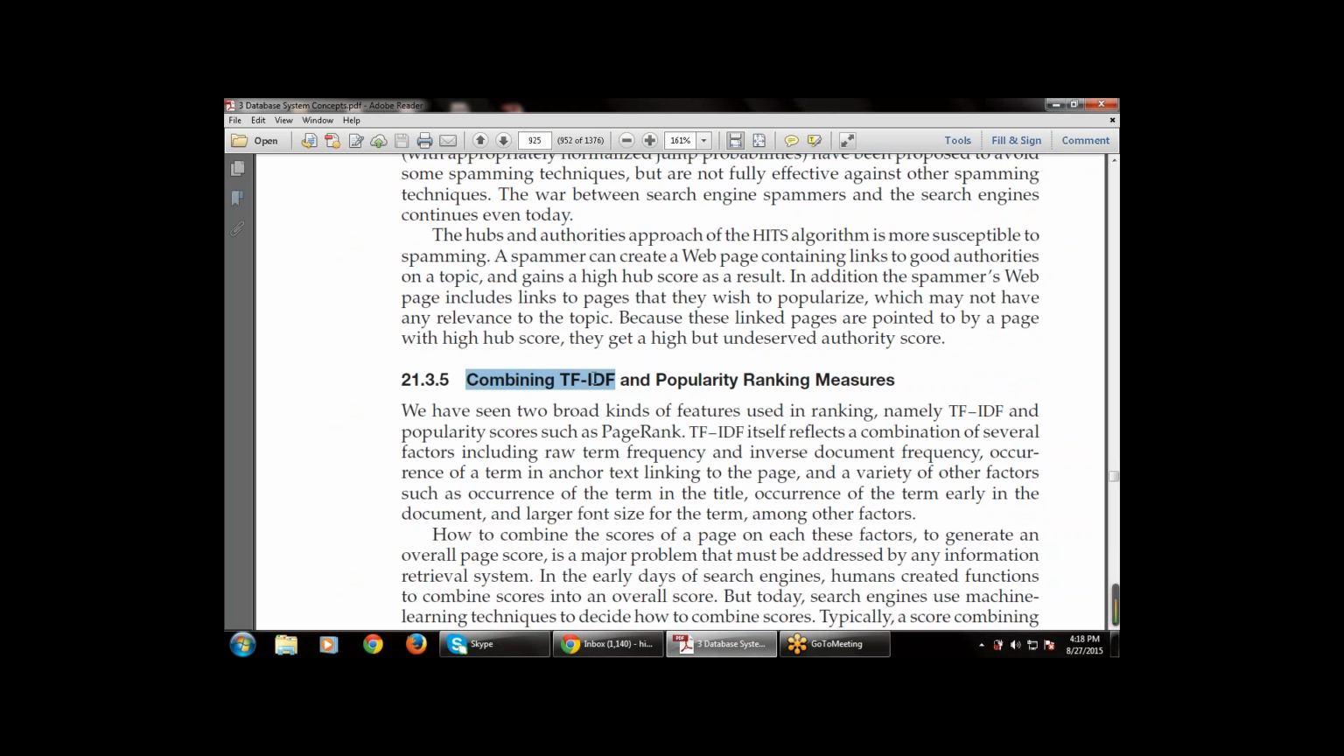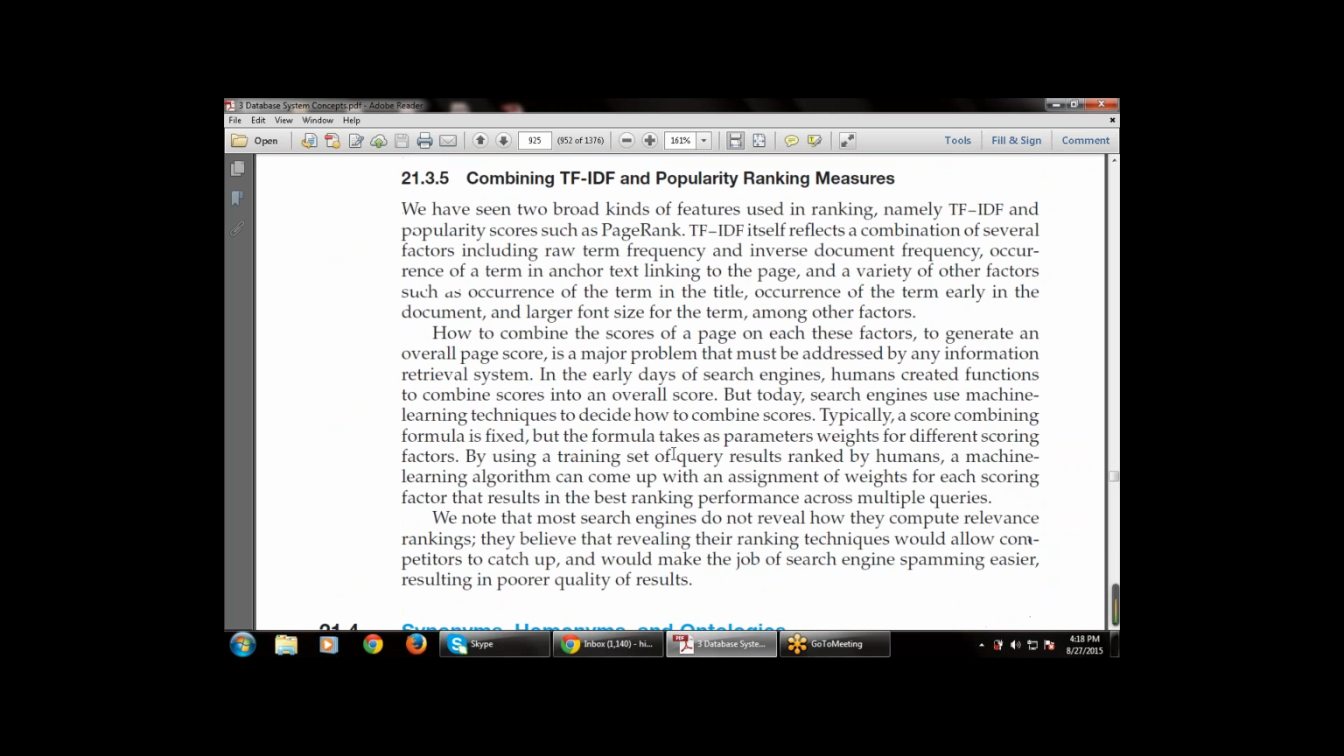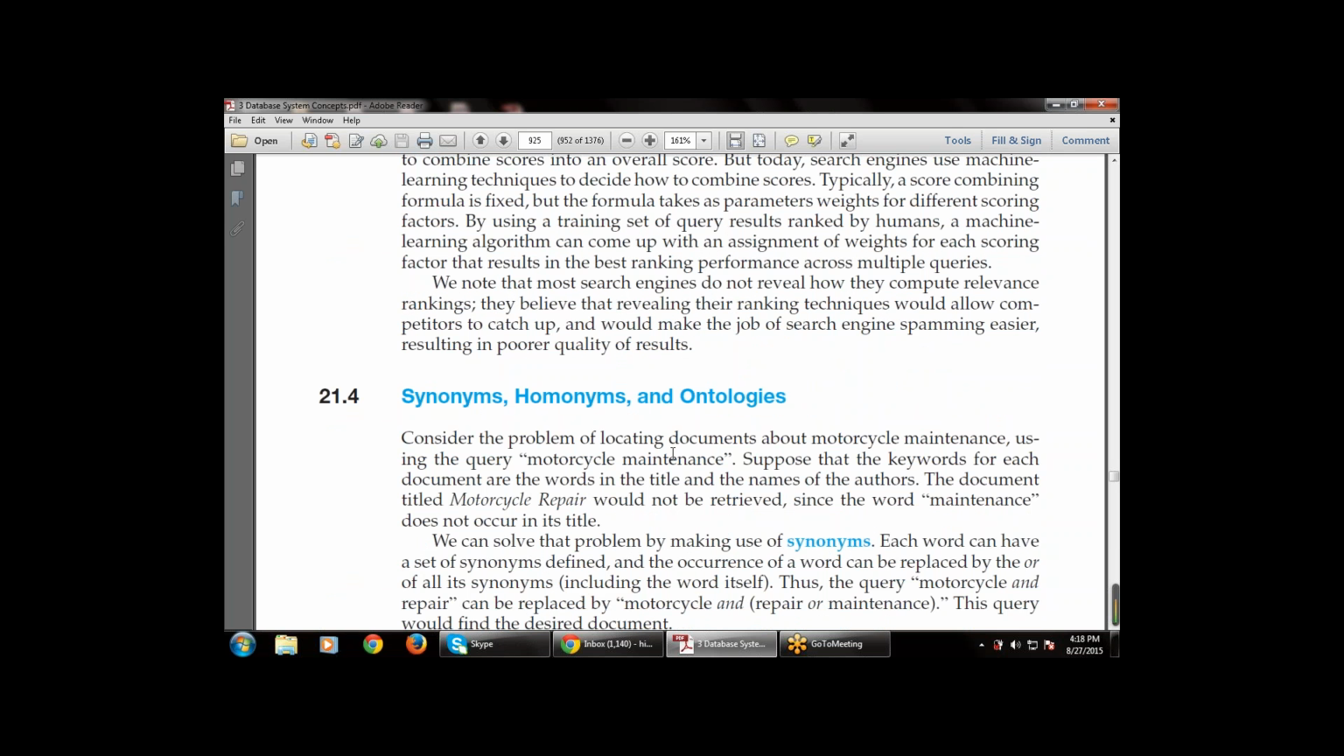Then combining TF-IDF and the popularity ranking measures. So why combine TF-IDF and the popularity ranking measures? Then we also discuss synonyms, homonyms and ontologies.